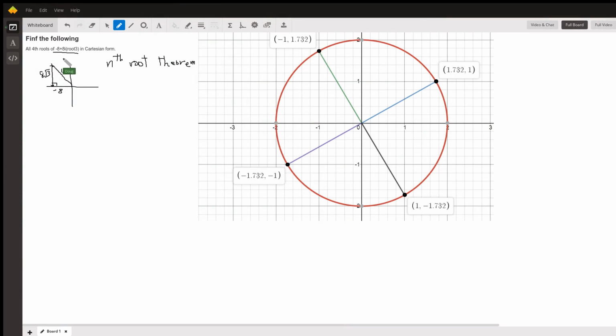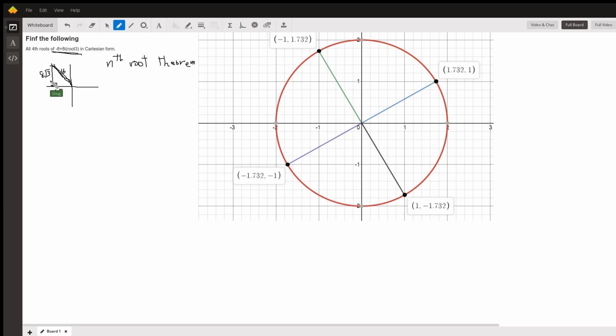The fourth roots of the complex number -8 plus 8i radical 3. We're using the nth root theorem, which requires us to have this Cartesian form complex number written in polar form, which means we have to find the modulus, which is the length of this hypotenuse, actually. Since this is a 30, 60, 90 right triangle, how do we know that?